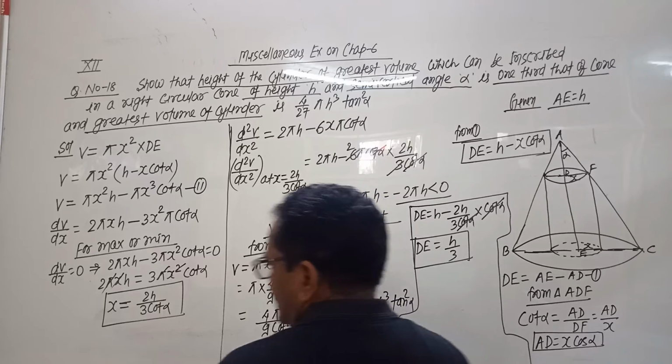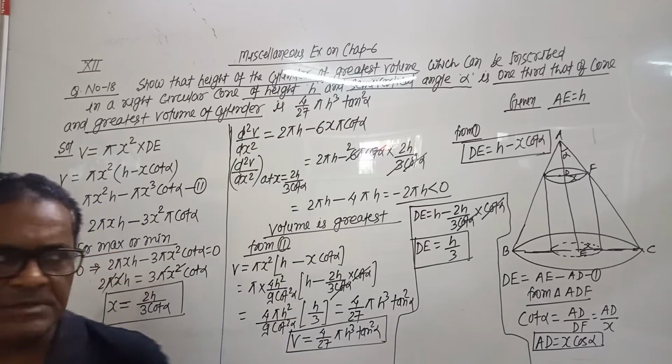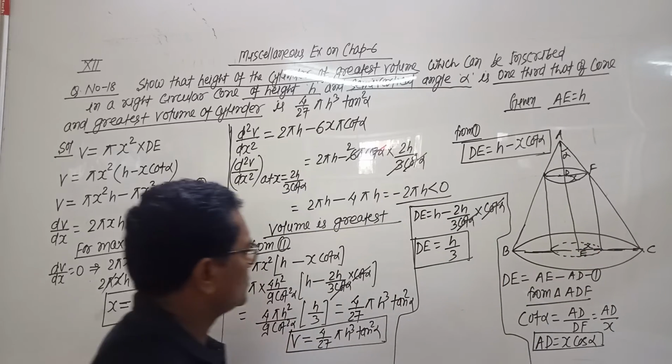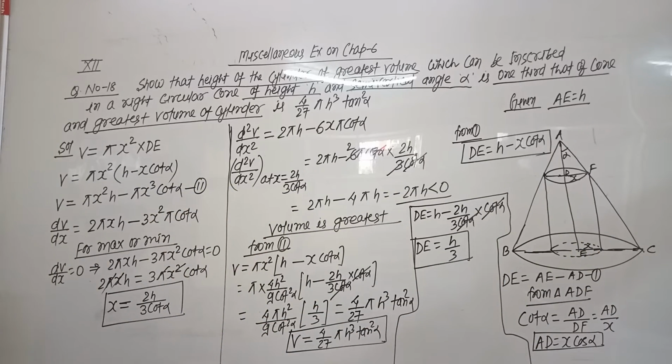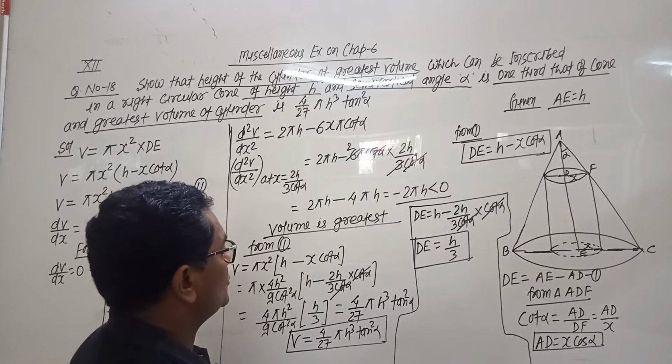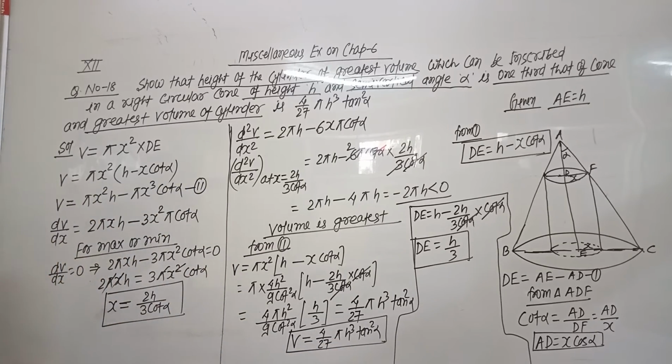So d is the height of the cylinder. We have supposed in our question d was the height of the cylinder. So height of the cylinder comes to be h by 3. So firstly we have proved that the volume is greatest. Then we have proved that the greatest volume is 4 by 27 pi h cube tan square alpha, and then we proved that height of the cylinder is 1/3 of the height of the cone.